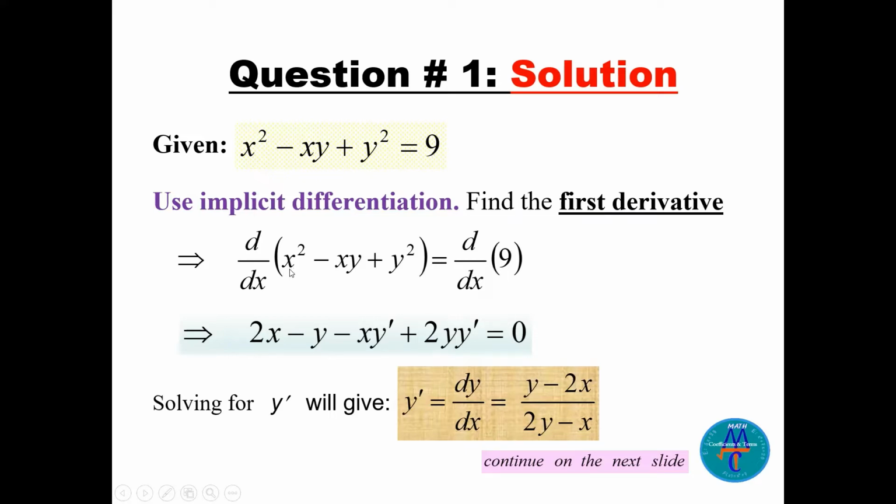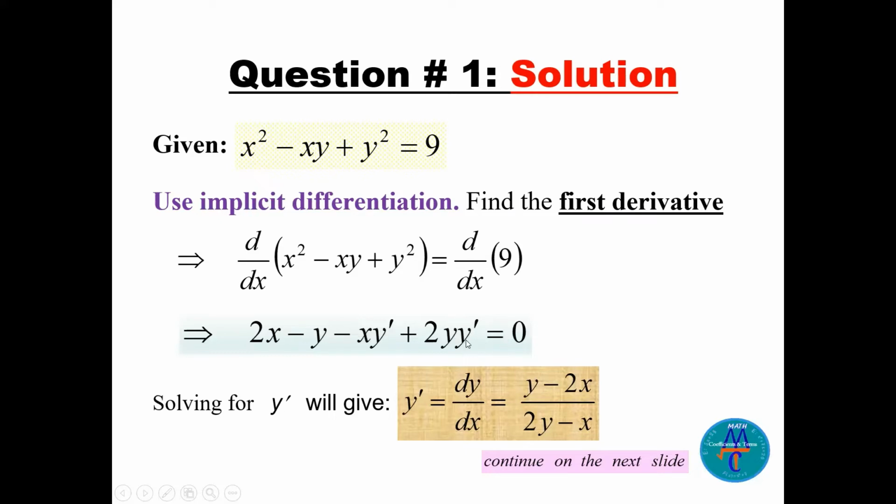So the derivative of x squared will be 2x, and here we have xy. That's a product, so it will be u prime v plus v prime u, minus the derivative of x, which is 1, so minus y. And then y prime, the derivative of y, minus xy prime, plus the derivative of y squared, 2y times y prime, is equal to 0.